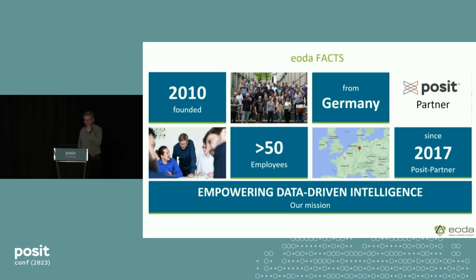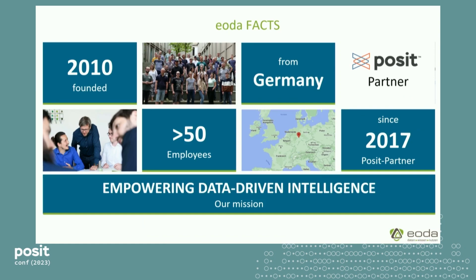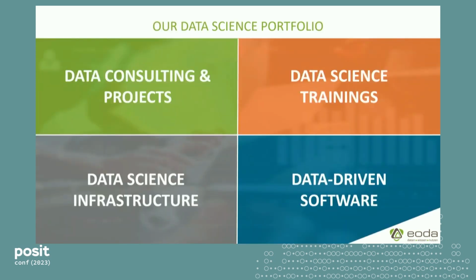Just before we start, let me give you the opportunity to introduce me quickly. So I belong to a company called eoda. We were founded in 2010, and we do data science from the very beginning on. We are about 50 employees at the moment, and we are located in Germany, pretty much in the center of Germany, not too far away from the geographical center of the EU. And we are a Posit partner since 2017. And our mission is empowering data-driven intelligence, and that is pretty much in line, I think, with the mission of Posit.